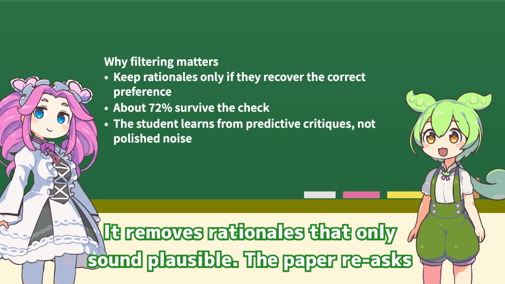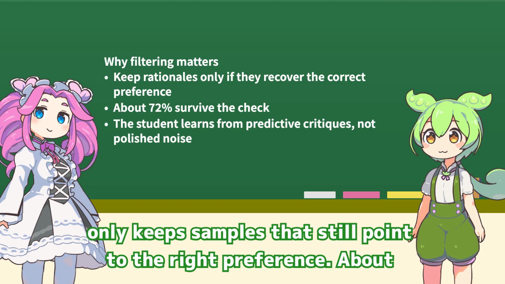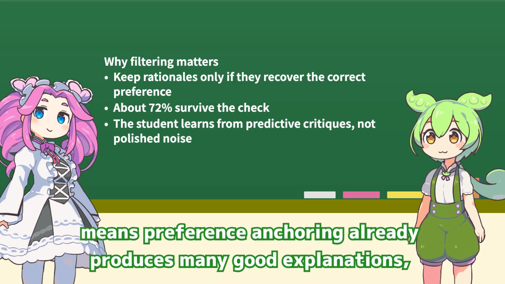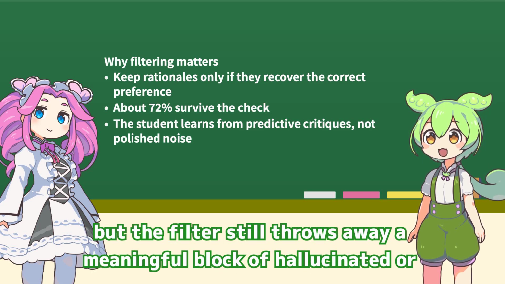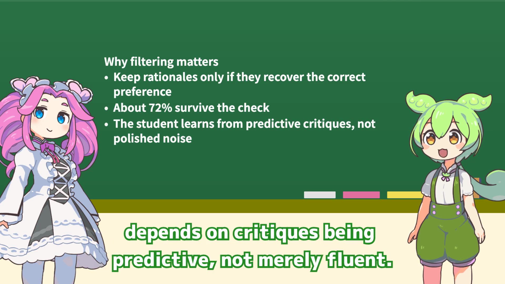It removes rationales that only sound plausible. The paper asks the teacher to infer the winning image from the rationale alone, and only keeps samples that still point to the right preference. About 72% of generated rationales survive that check, which means preference anchoring already produces many good explanations. But the filter still throws away a meaningful block of hallucinated or weak ones. That filtering step is important because the whole system depends on critiques being predictive, not merely fluent.